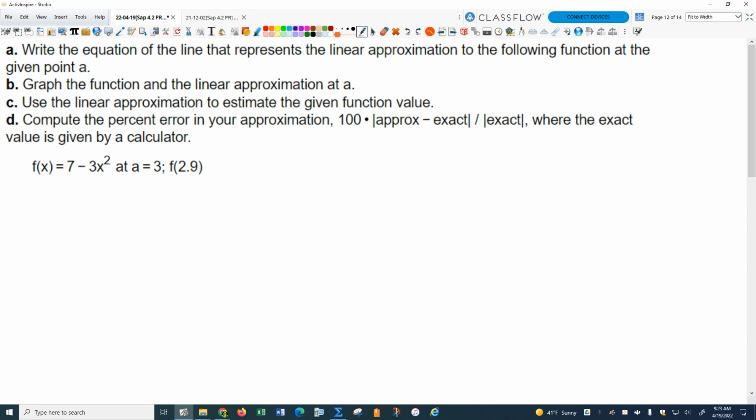So we'll just have some common information here. I'll let you keep working, but we're going to need f prime of x, right? So what is f prime of x here? Negative 6x. There's our derivative function, okay? And our goal here is we want to calculate what is L of 2.9.